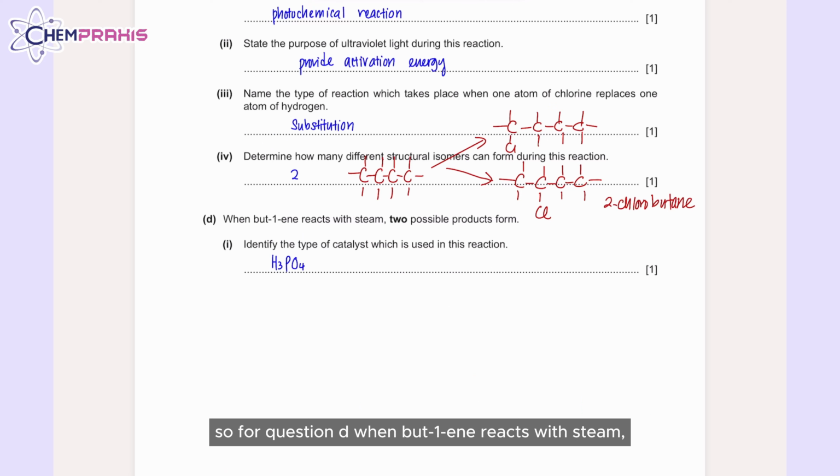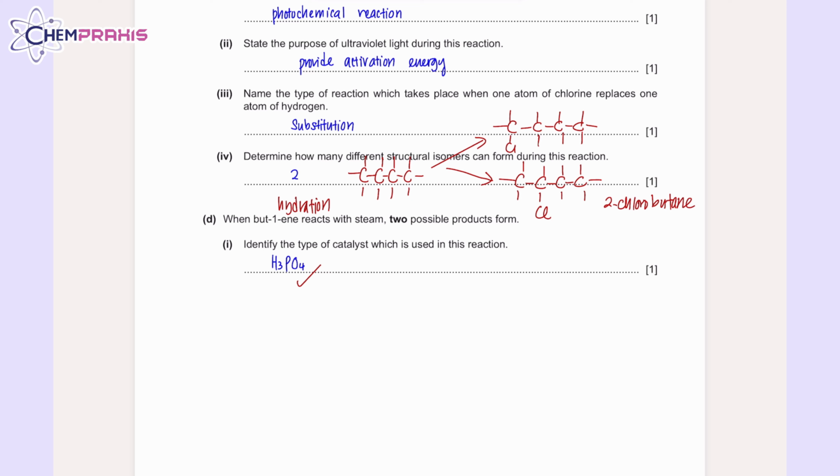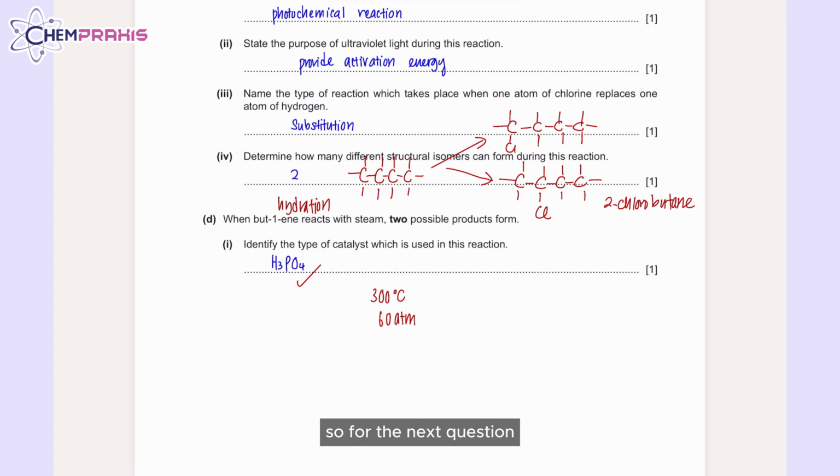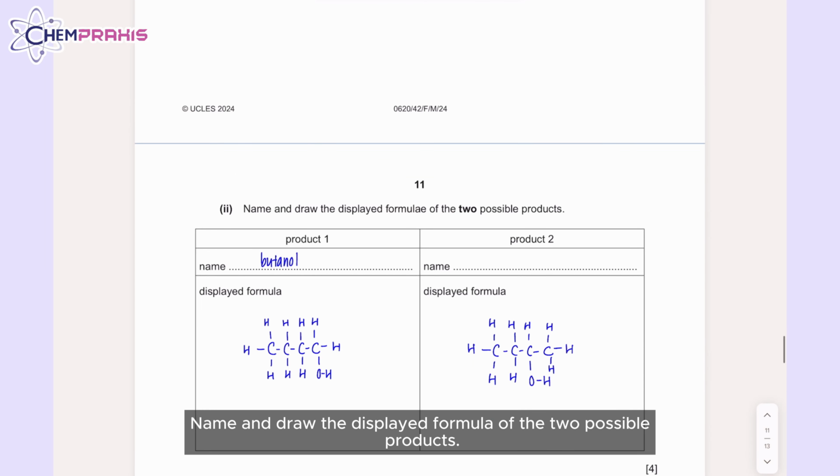So for question D, when butene reacts with steam, two possible products form. Identify the type of catalyst which is used in this reaction. The catalyst that we use for addition, particularly hydration, is phosphoric acid, H3PO4. And if you want to know the conditions for this reaction, it is 300 degrees Celsius and 60 atmospheres. So for the next question, name and draw the displayed formula of the two possible products.